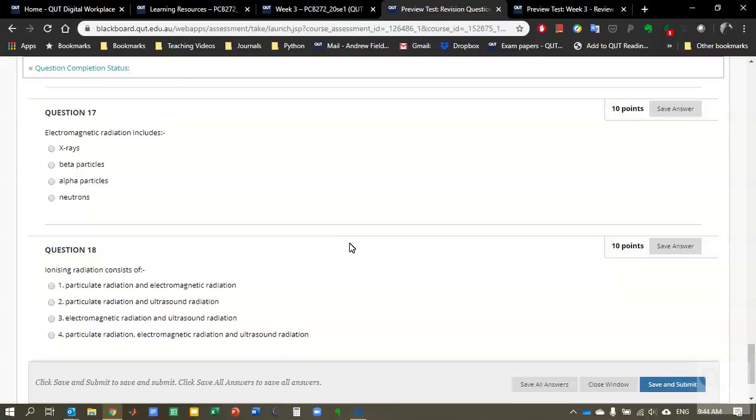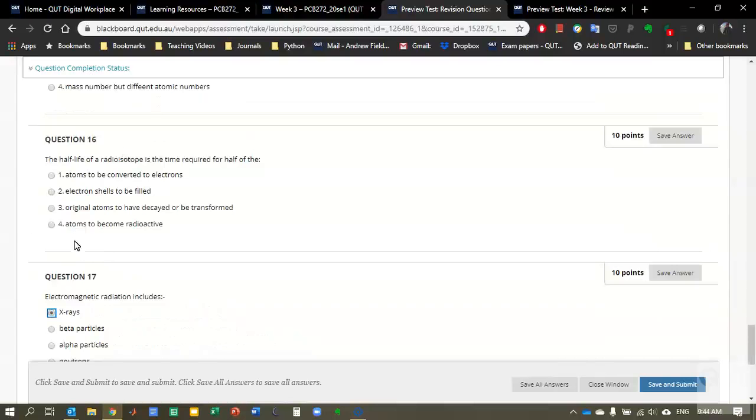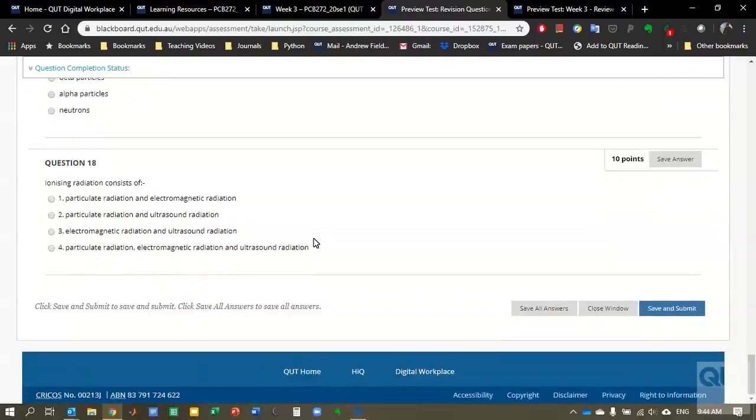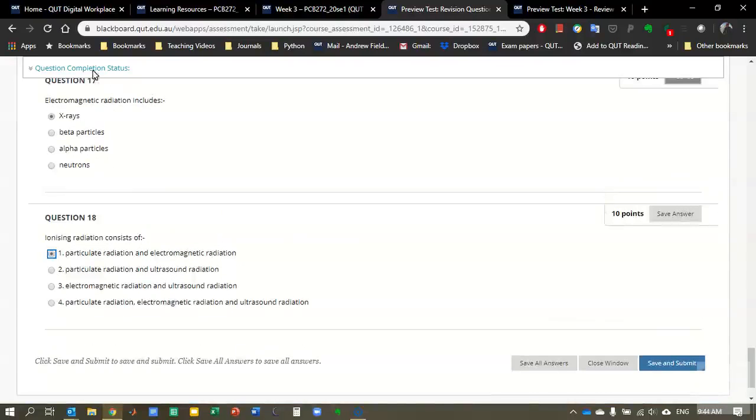Question 17, electromagnetic radiation. Well, the only electromagnetic radiation there is X-rays. Beta particles, alpha particles, and neutrons are obviously not electromagnetic radiations. They are ionizing radiations, but not electromagnetic radiations. And the last question: ionizing radiation consists of particulate radiation and electromagnetic radiation, so it includes all of these.